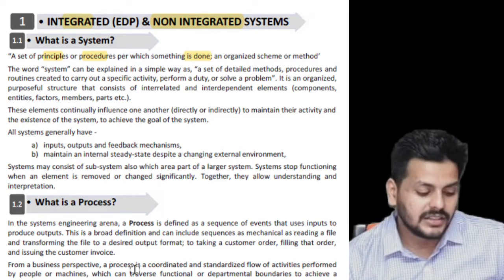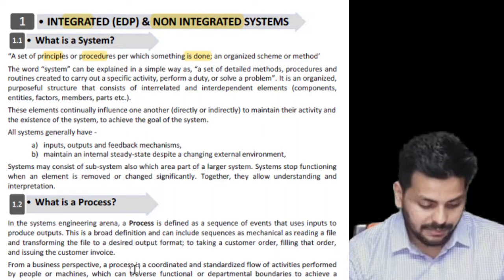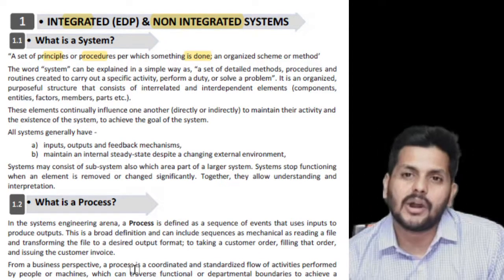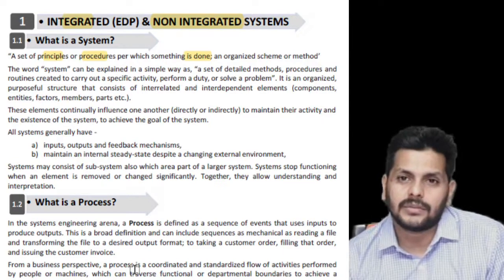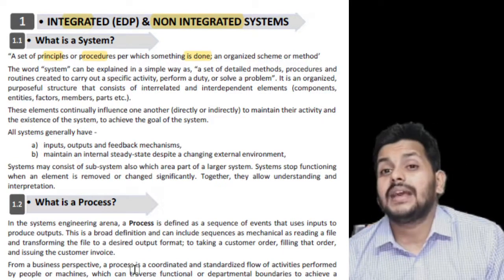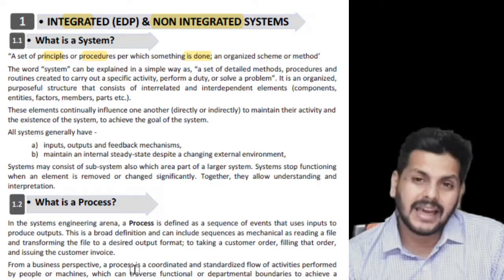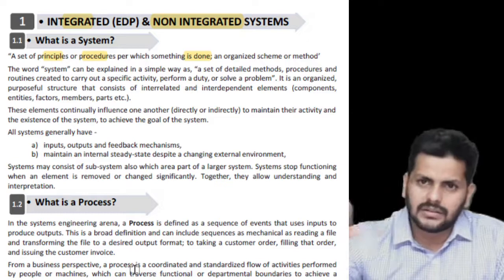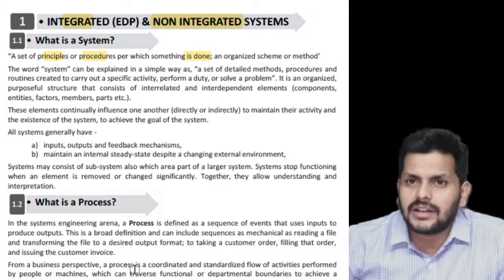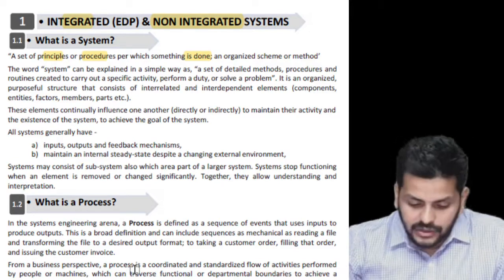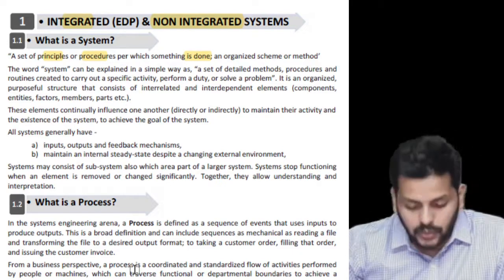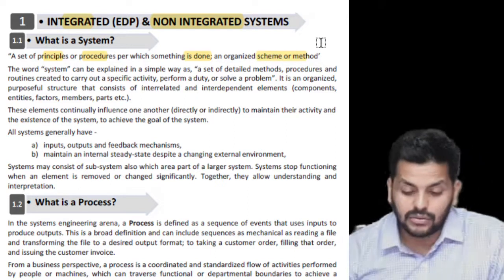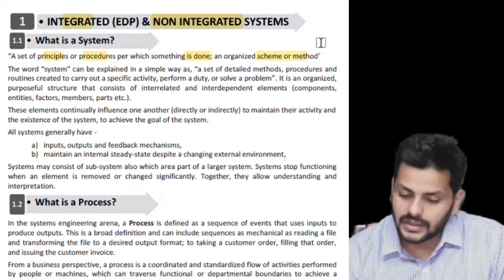Generally we use the word system to represent anything that follows a particular pattern. A human body has so many systems: the respiratory system, the neuro system, the digestive system. Means what? A series or a sequence of procedures which are taken. So a set of actions that are done to achieve something, that would be a system. A set of principles or procedures as per which something is done, which is nothing but an organized scheme or a method. So many words are there for the word system.